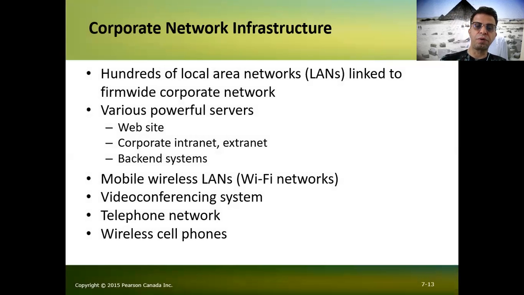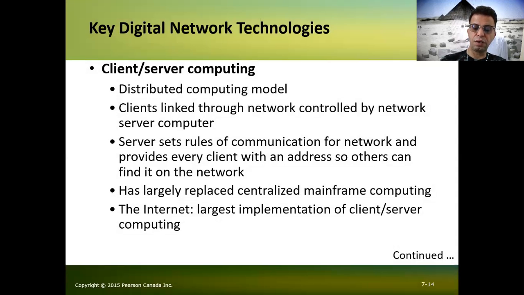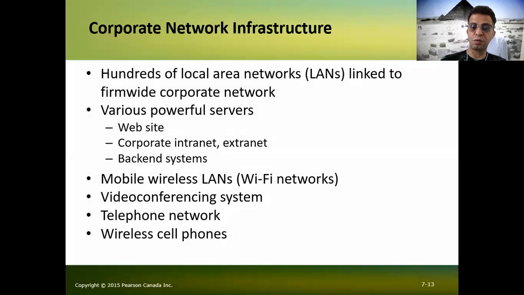Now, in the corporate network infrastructure, there are hundreds of LANs linked to the firm-wide corporate network. Then we spoke about the various powerful servers for the website, corporate intranet, extranet, and back-end systems. And we saw the mobile wireless LAN, the video conferencing, the telephone networks, and the wireless phones, and how they are connected to the WAN or the LAN.